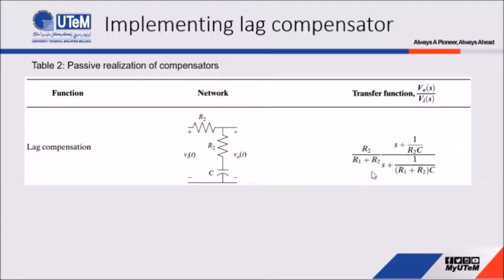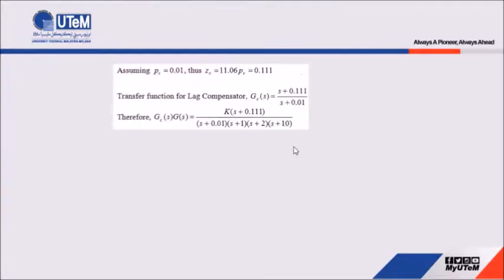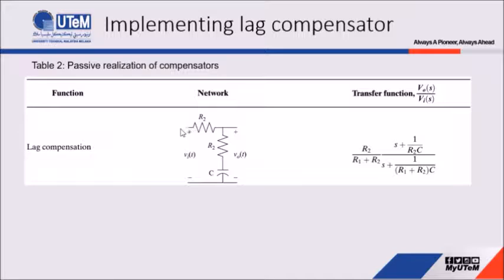After we get the transfer function for the lag compensator, we can implement it by using this circuit. And this is the equation that represents this circuit. The arrangement of this equation is the same as the arrangement for the lag compensator. In order to complete this circuit, we compare these components with the values that we get from the transfer function for the lag compensator, which is the same procedure as the PI controller.